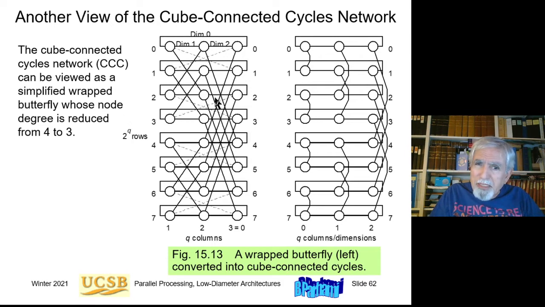Remember, wrapped means that, if I draw an ordinary butterfly, it will have 4 columns. Here, I've basically merged the first and the last column to turn it into a wrapped butterfly. So the cube-connected cycles network is related. It's not exactly the same as a wrapped butterfly, but it's related to it in terms of architecture.